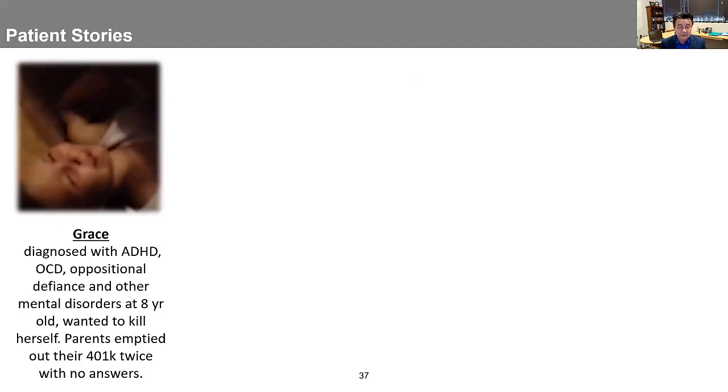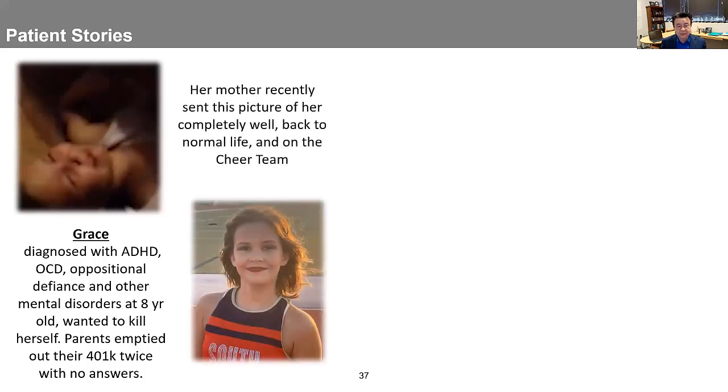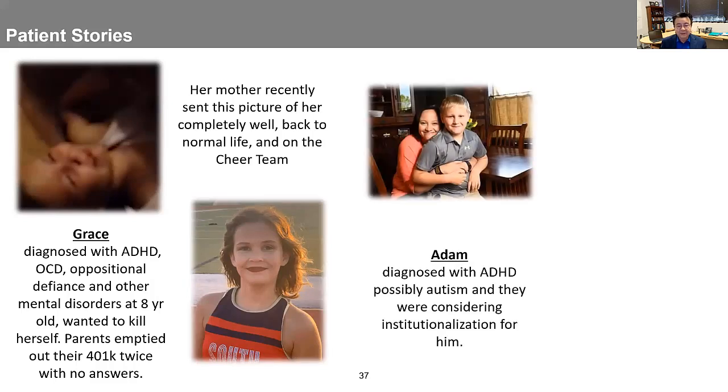The great news is that we have hundreds and hundreds of stories of patients such as Grace. This is a young girl who was diagnosed with a mental disorder at 8. She was trying to kill herself. She had OCD and ADHD, oppositional defiance. They had found out about us. We had tested her. The treatment was changed. And not too long ago, her mom sent us this picture of her completely well, back to normal life, and on the cheer team doing well.